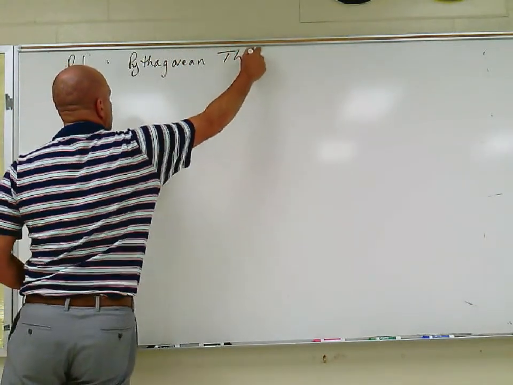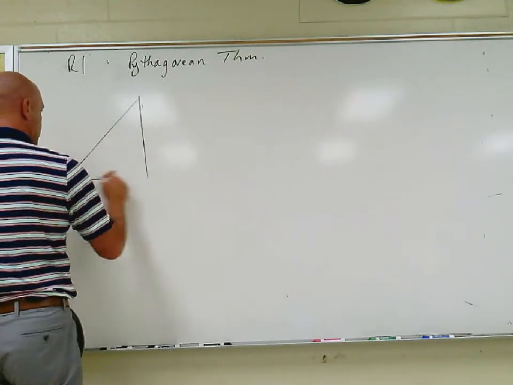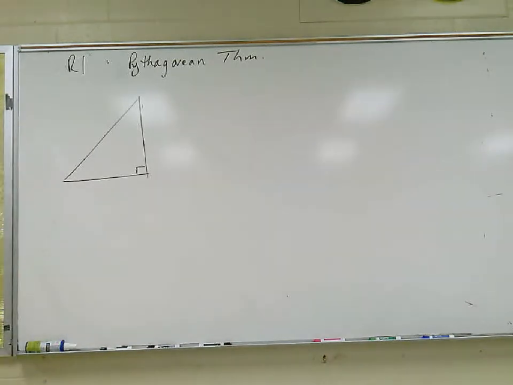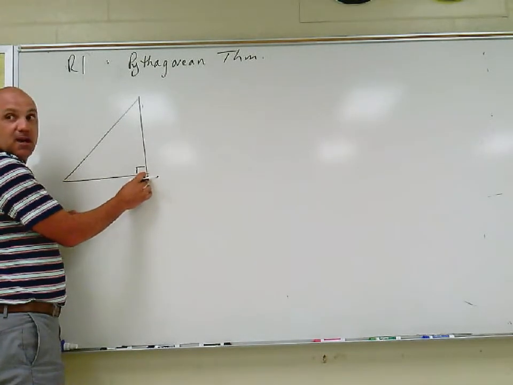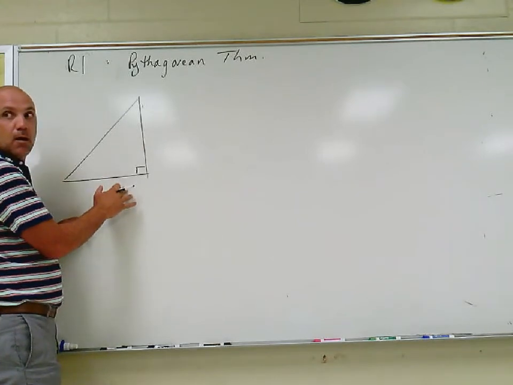All right, so the Pythagorean theorem relates to what? What are we talking about? Triangles. Right triangles. Particularly, what on a right triangle? The sides. The sides that are next to the 90 degrees, adjacent, these two sides here, are called the what? Legs.